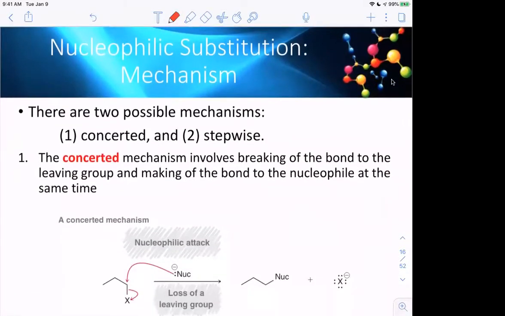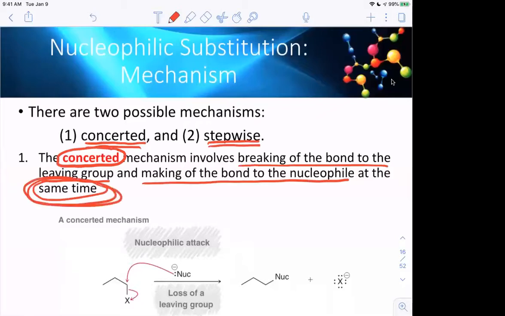So now comes the fun part. There are two possible mechanisms for nucleophilic substitution. I have a concerted mechanism, or I have a stepwise mechanism. Let's look at the concerted mechanism first. This involves the breaking of the bond to the leaving group and the making of the bond to the nucleophile at the same time. So this nucleophile is coming in and this leaving group is leaving at the same time. It's concerted. It's happening at the same time. So I am forming this bond and I'm breaking that bond at the same time.